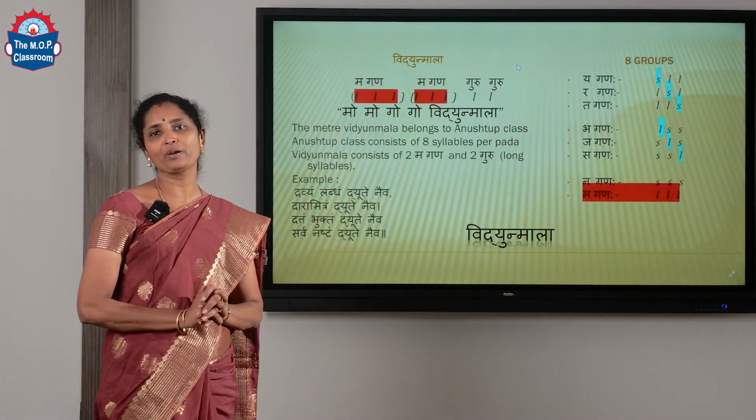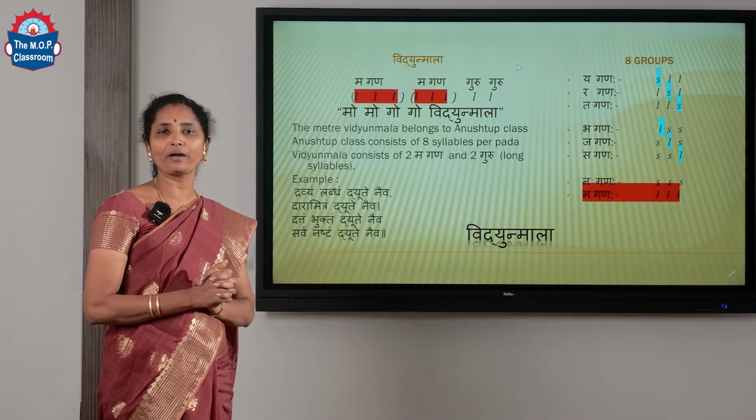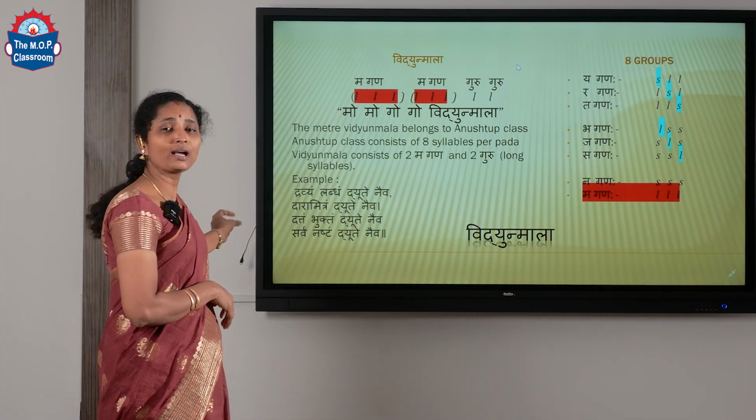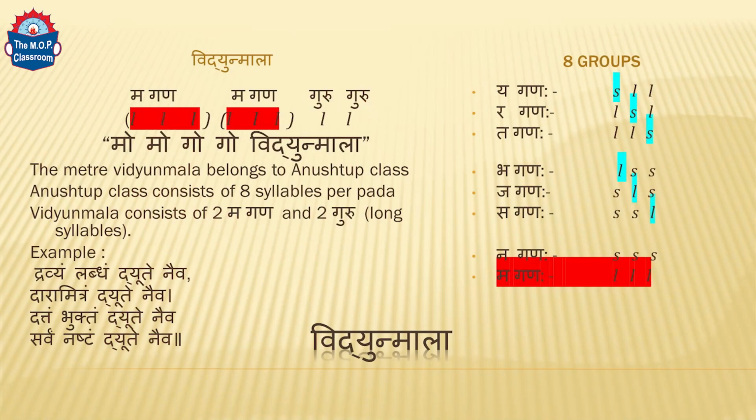So let me show an example of this Vidyunmala meter. It's a very simple meter which is named as Vidyunmala, which means this particular shloka is composed in this meter. So when you call this meter as Vidyunmala meter, if it is constructed in the given definition, the definition for this meter is Momo Gogo Vidyunmala. What do you mean by Momo Gogo? Vidyunmala is the name of the meter. Mo is Maganam, again Maganam, Go is Guru.